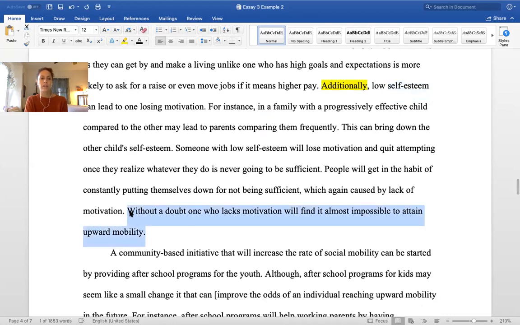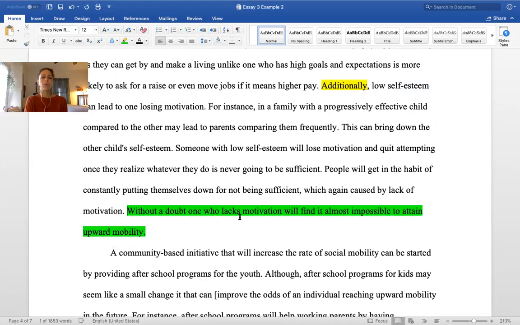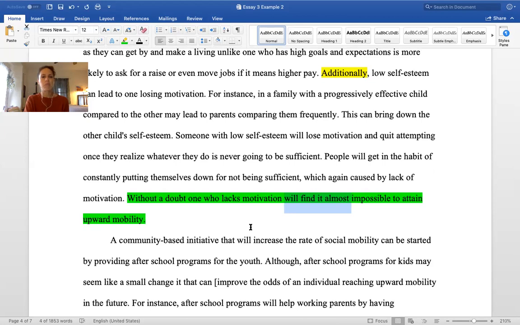And then here's our concluding sentence. Without a doubt, one who lacks motivation will find it almost impossible to attain upward mobility. Okay, and I like how she said we'll find it almost impossible, because she's staying away from absolutes. She's not saying it will be impossible, period, because we can argue with that. So she said almost impossible, which gives us wiggle room, so we can't really argue with that one.